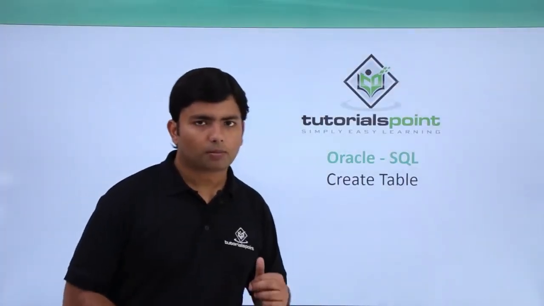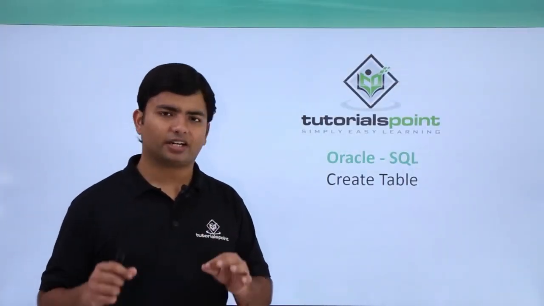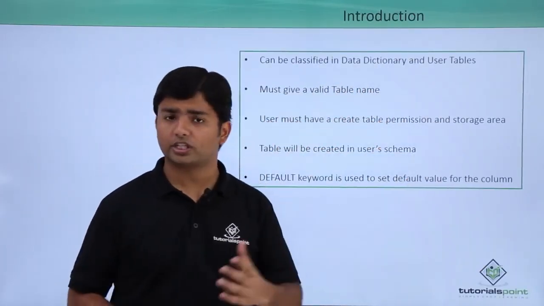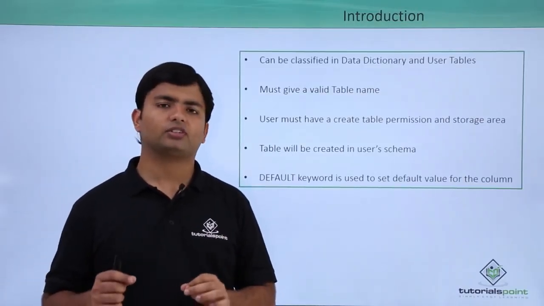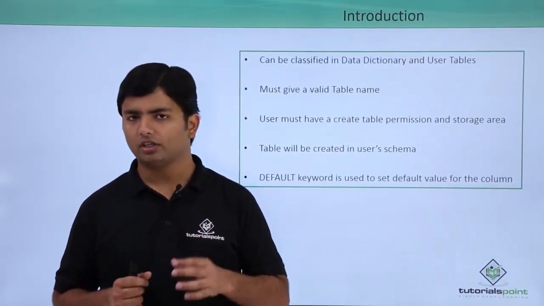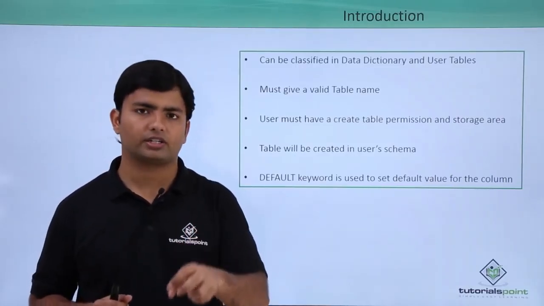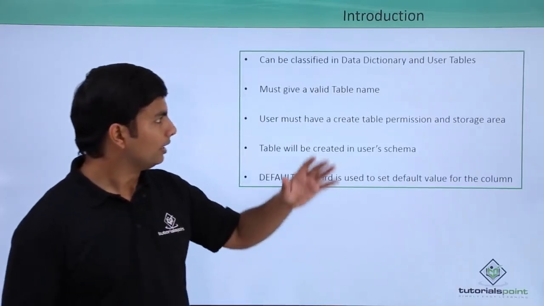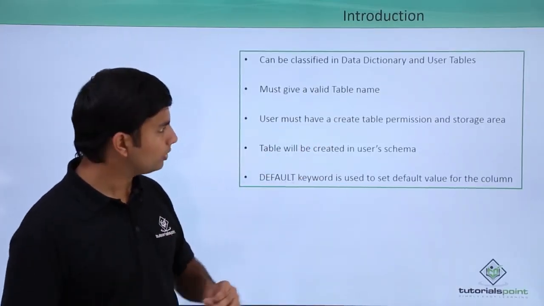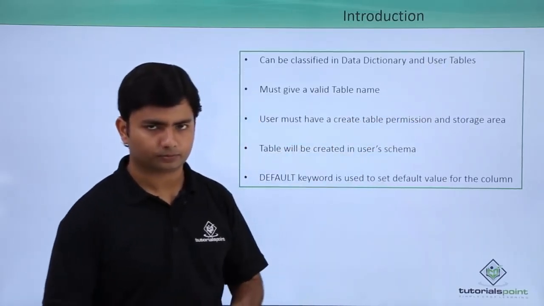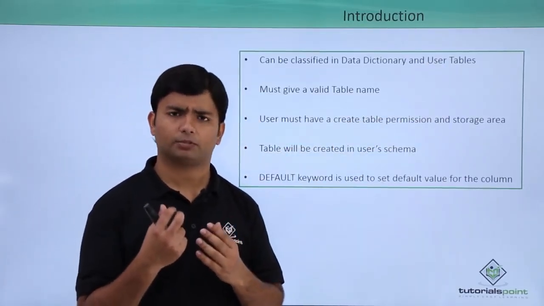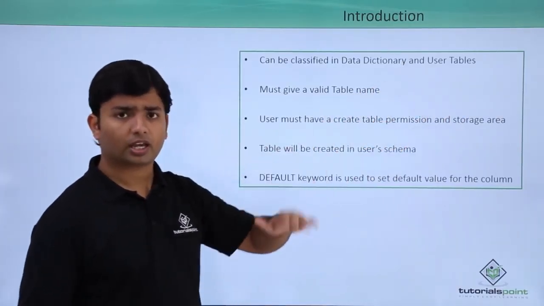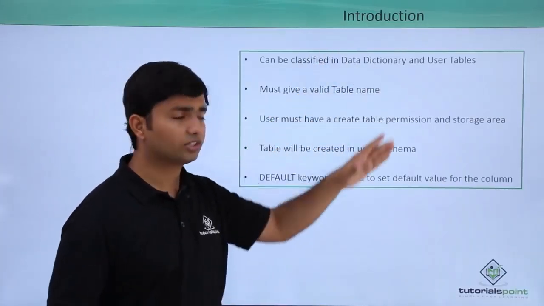If I talk about tables, you can classify a table into two parts, that is the data dictionary and user tables. Data dictionary is basically something which stores the metadata, meaning the core information of any Oracle database will be stored in the data dictionary. These are the system tables, you can say. And the tables on which we are going to work are the user tables. Basically any user who has the permission to create a table will be able to create a user table. We cannot make any changes in the data dictionary.